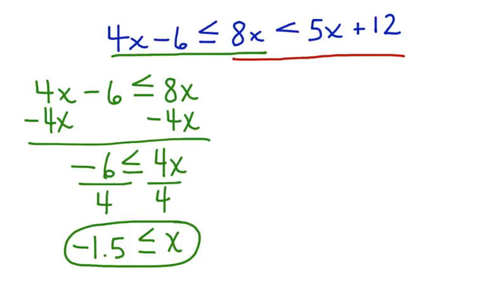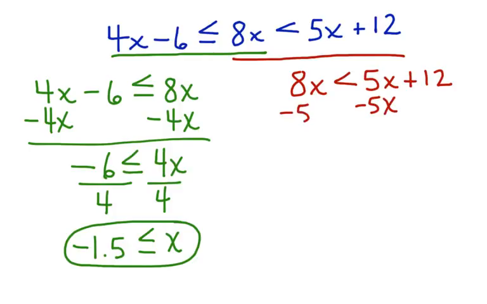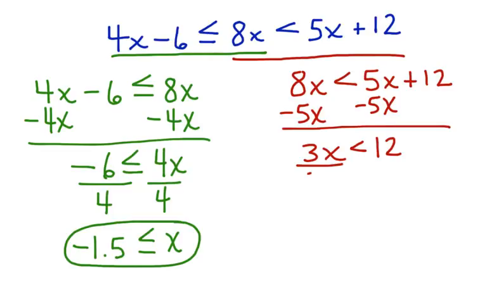Let's write this in red so we can keep everything straight. 8x is less than 5x plus 12. We're going to subtract 5x from both sides. That'll get our x's together. And we have 3x is less than 12. Divide both sides by 3. x is less than 4.